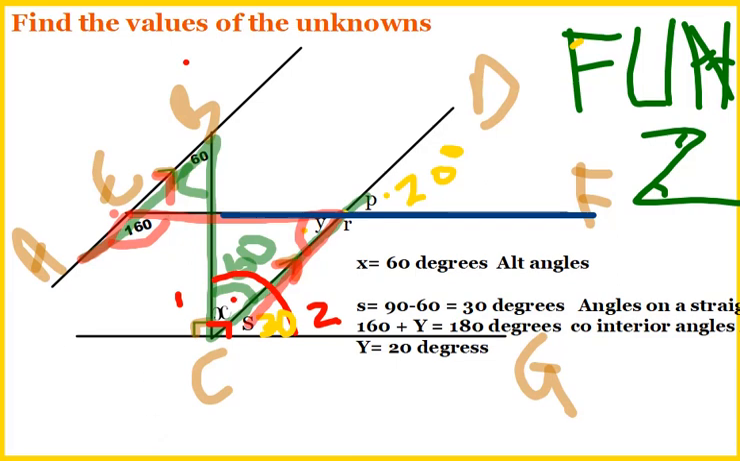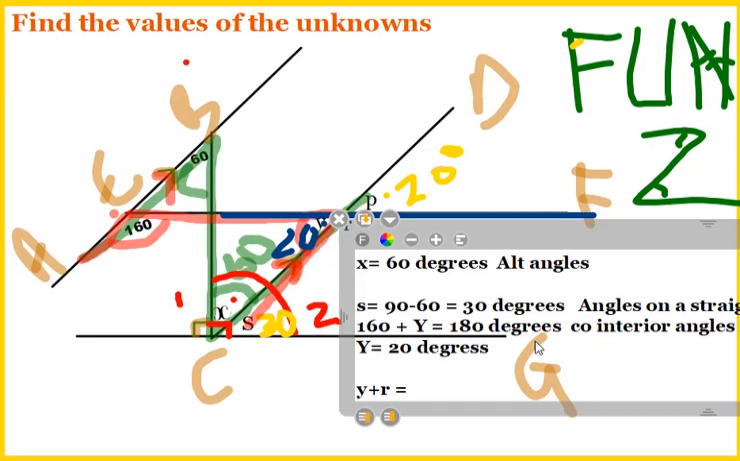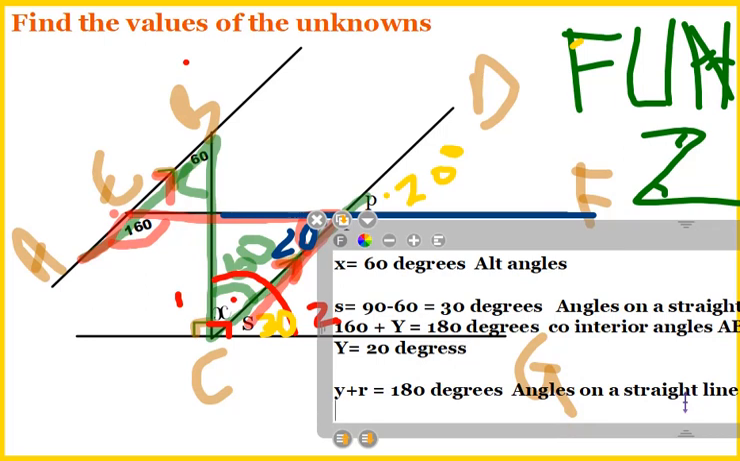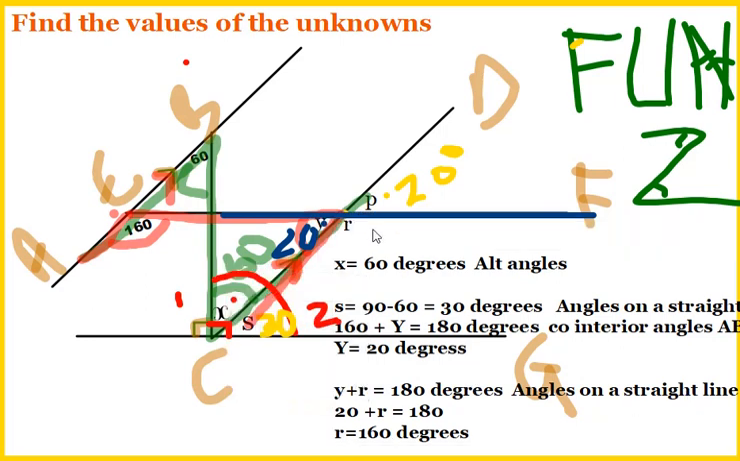So let me just fill that in, 20 degrees. And so if Y is 20 degrees, Y plus R should give us 180 degrees. And our reason is angles on a straight line. And if we fill in our values, we already have Y, so that's 20 plus R is equal to 180 degrees. And if we take R as the subject of the formula, we'll say 180 minus 20, which is 160 degrees. So yes, our R is 160 degrees.